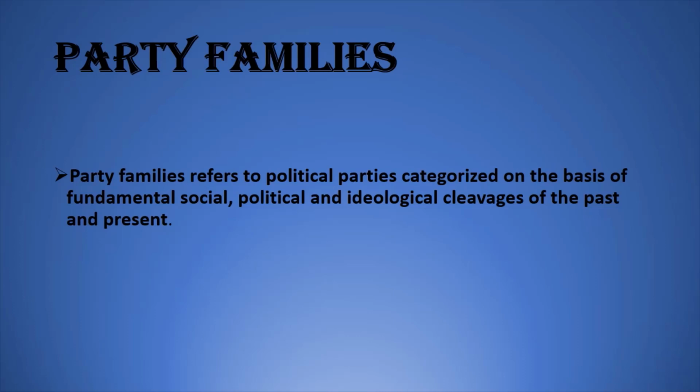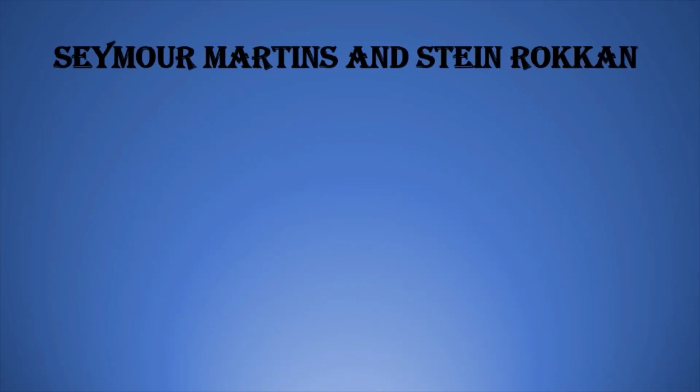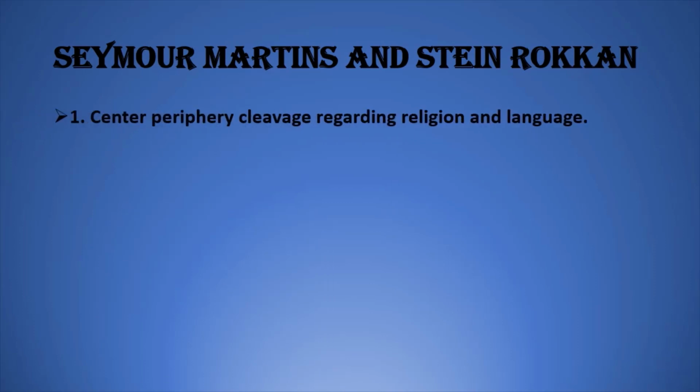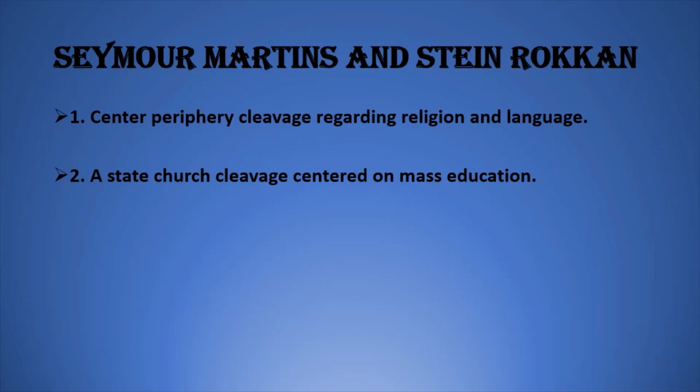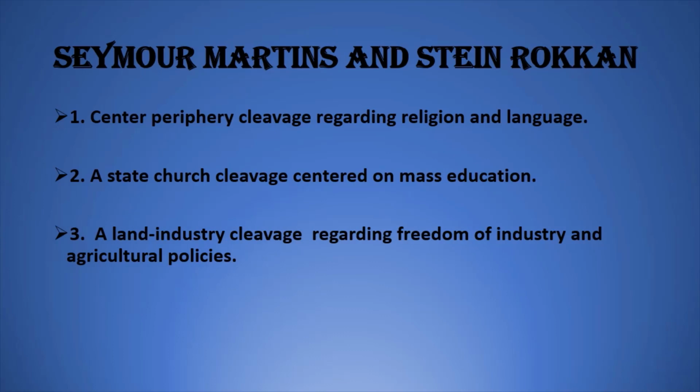Interestingly, Seymour Martin Lipset and Rokkan identified four cleavages in some countries in Europe. 1. The center-periphery cleavage, which is regarding the relationship between religion and language. 2. The second cleavage they identified was the state and church cleavage, which is centered on mass education. 3. A land-industry cleavage regarding freedom of industry and agricultural policies.